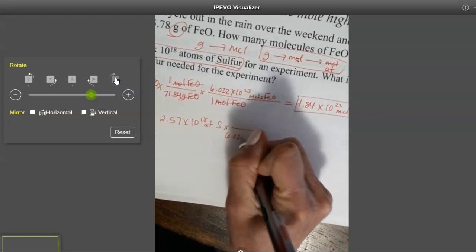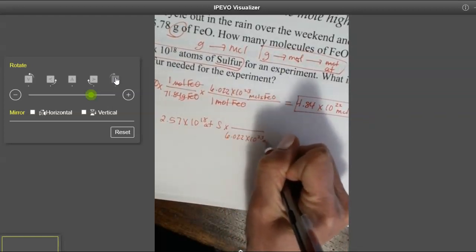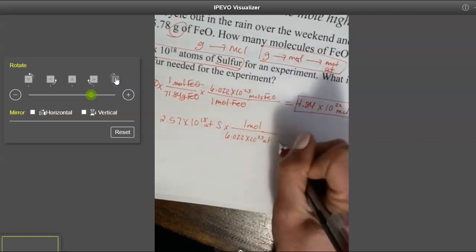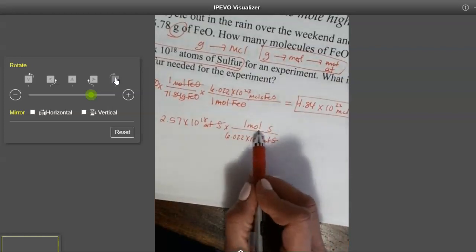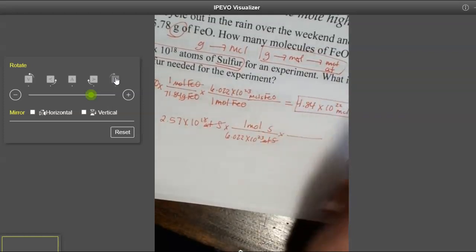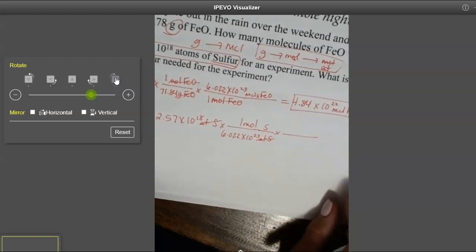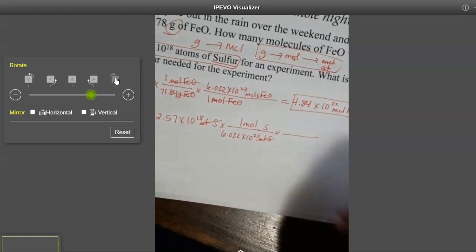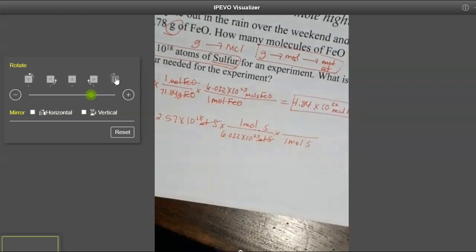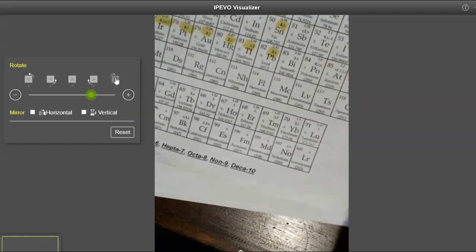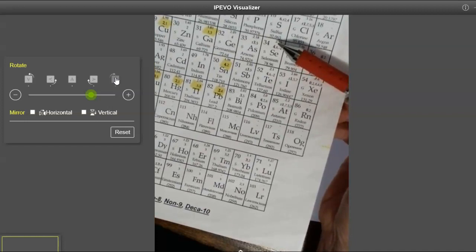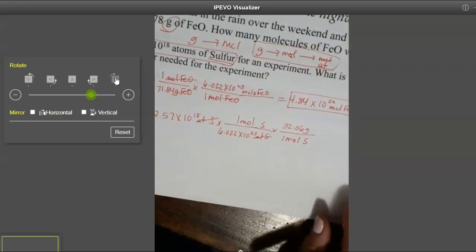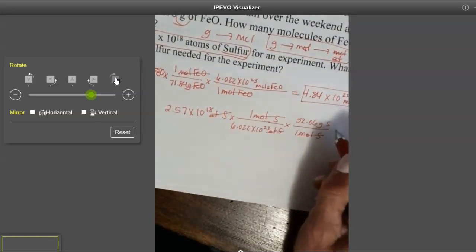So 6.022 times 10 to the 23rd atoms is equal to 1 mole, and this is sulfur. And my atoms cancel out, and I'm sitting at moles, but I don't want to stay at mole city. I got to jump over to mass city, and I'm going to do that by jumping on the molar mass highway. So I'm going to say 1 mole of sulfur is equal to sulfur's mass in grams. So right here, sulfur 32.06. So 32.06 grams.